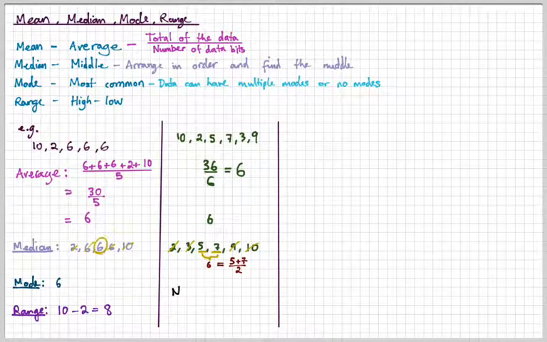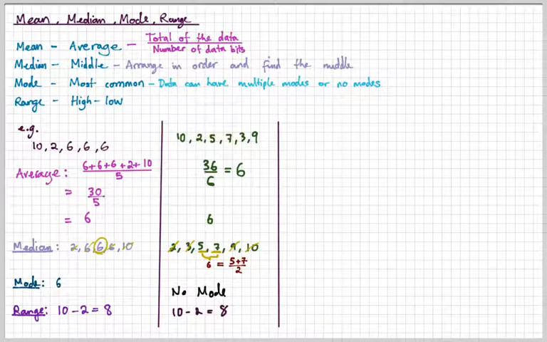For the mode, well, there is no mode. There's no most common number. The range is the highest, subtract the lowest. The range is the same, 10 minus 2, which is 8. Okay? Sorry if you paused the video too early and didn't see that I put an extra 9 there. C'est la vie.